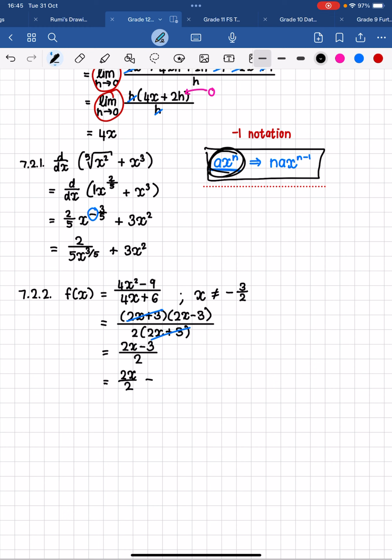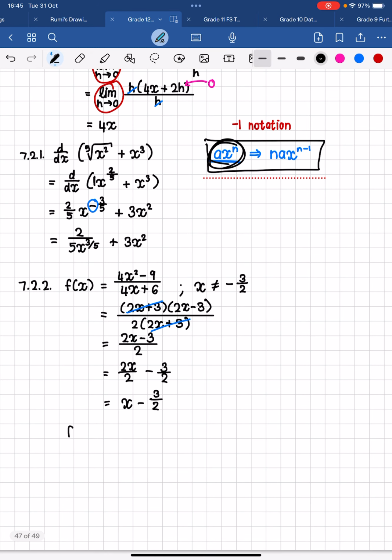2x over 2 minus 3 over 2. What is 2x divided by 2? x minus 3 over 2. All right, there we have a very easy function. This one is very easy to find the derivative of. Now we are going to say f dash x, the derivative of f, is equal to the derivative of just x, guys, which is just 1, right? And the derivative of negative 3 over 2, the derivative of any constant term is 0. So yes, Malume, the final answer there is 1.